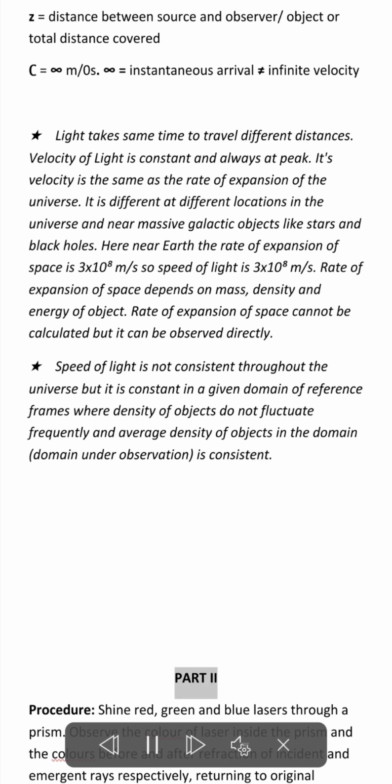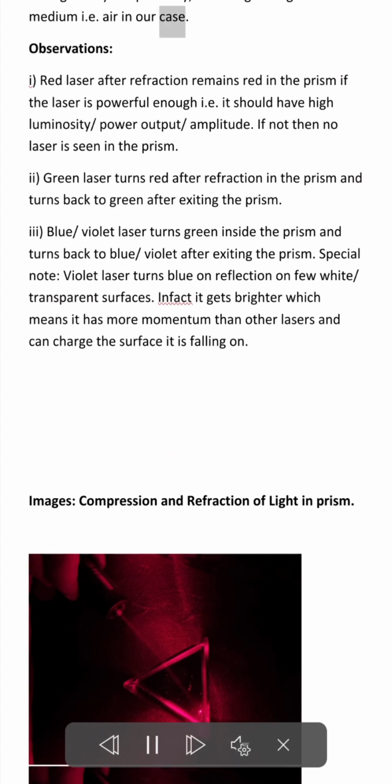Part 2. Procedure: shine red, green, and blue lasers through a prism. Observe the color of the laser inside the prism and the colors before and after refraction of incident and emergent rays respectively, returning to the original medium, i.e. air in our case. Observations.